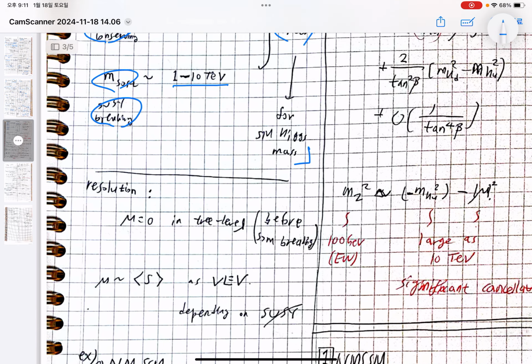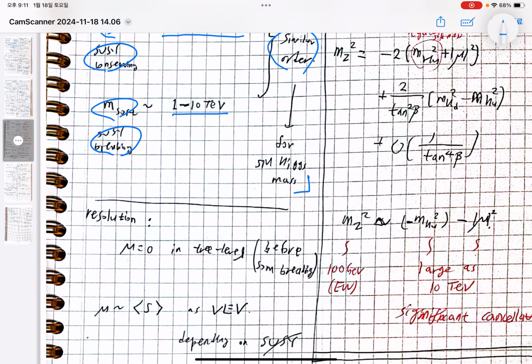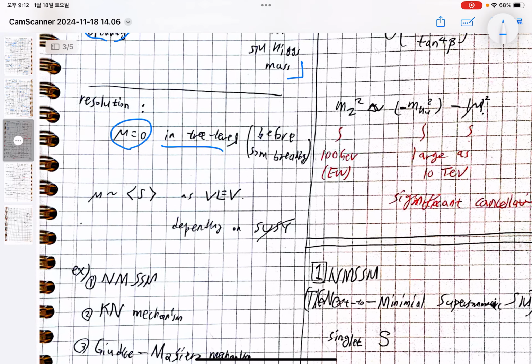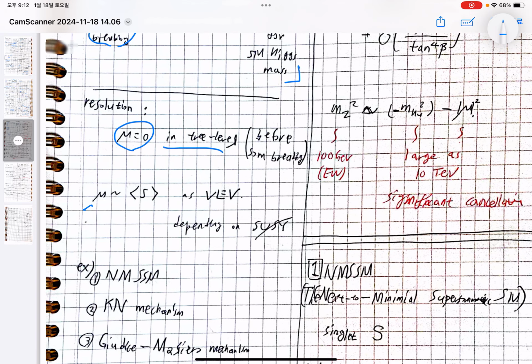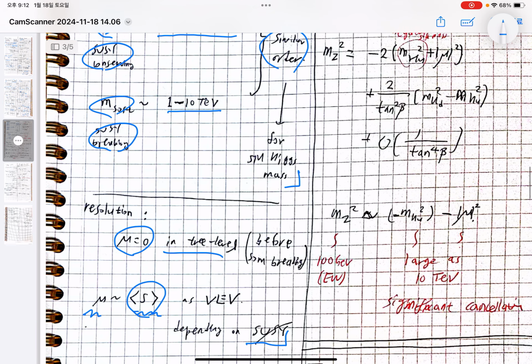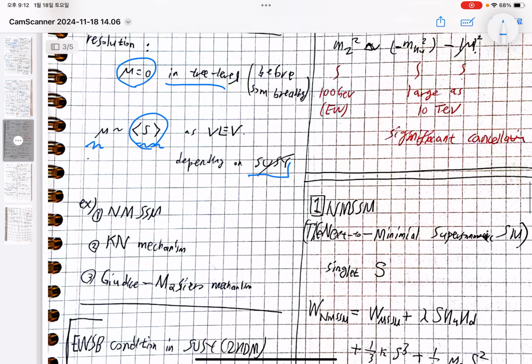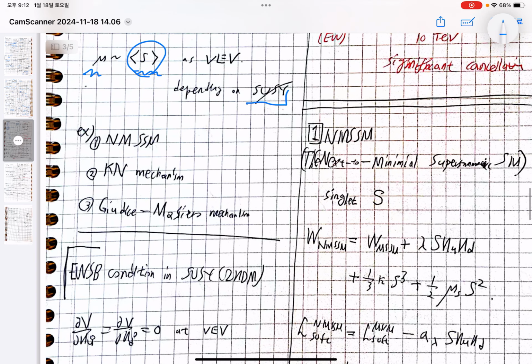The resolution of the mu problem is: before supersymmetry breaking, the mu term is equal to 0. If the mu gets the VEV of some singlet field depending on the supersymmetry breaking scale, then the mu term can be naturally generated with a scale similar to the supersymmetry breaking scale. So there are also several possible resolutions for the mu problem.